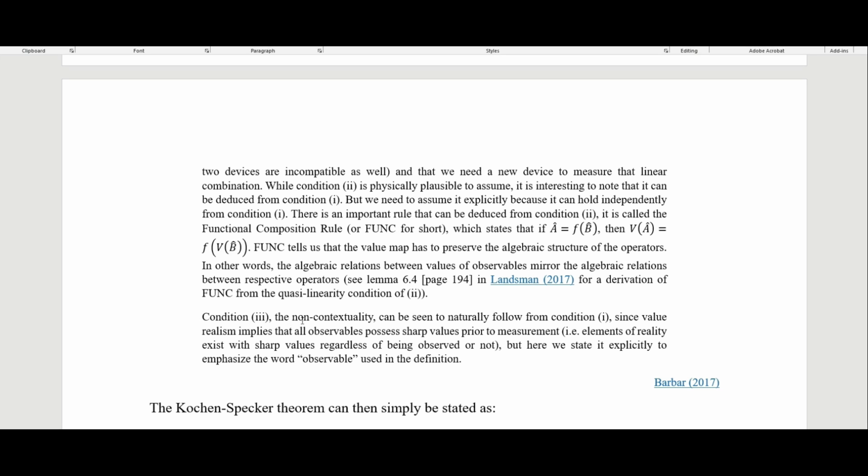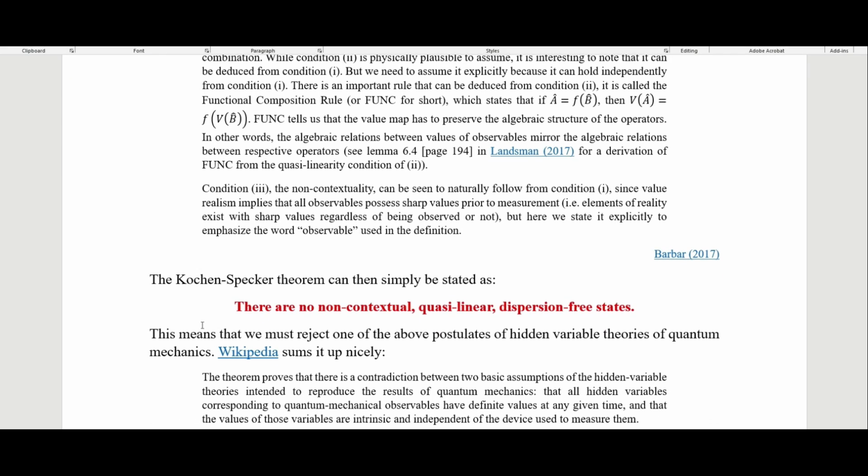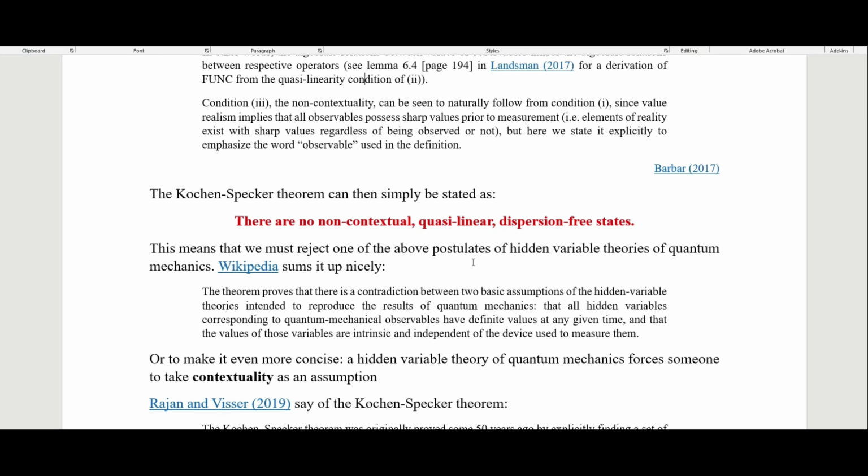All right, so condition 3, the non-contextuality, can be seen to naturally follow from condition 1, since value realism implies that all observables possess sharp values prior to measurement. In other words, elements of reality exist with sharp values regardless of being observed or not. But here we state it explicitly to emphasize the word observable used in the definition. And so, given these three postulates, the Kochen-Specker theorem can then simply be stated as: there are no non-contextual, quasi-linear, dispersion-free states. This means that we must reject one of the above postulates of hidden variable theories of quantum mechanics.